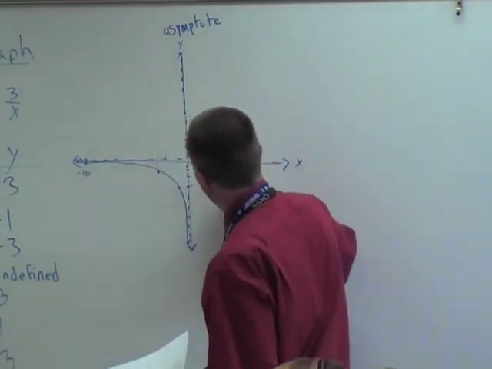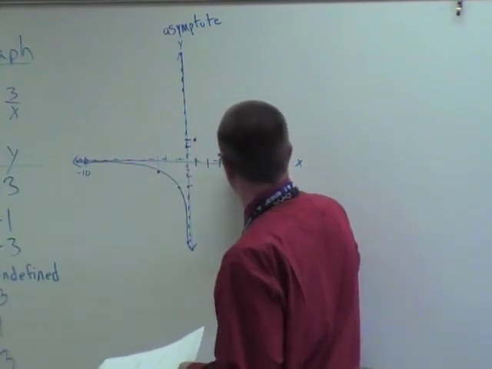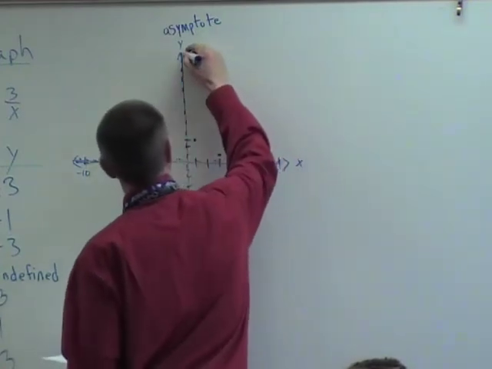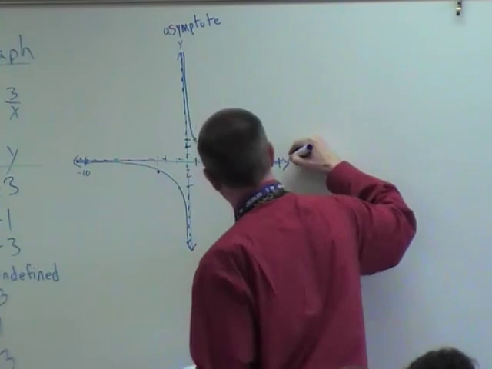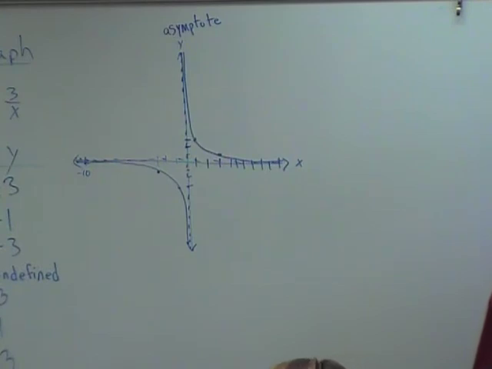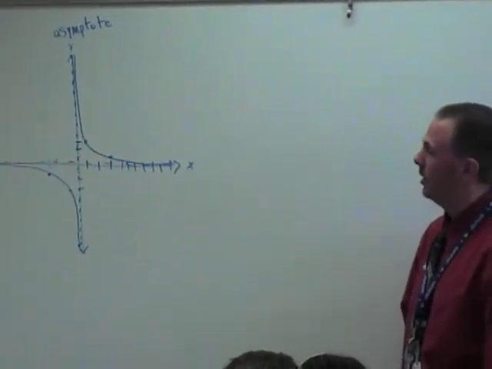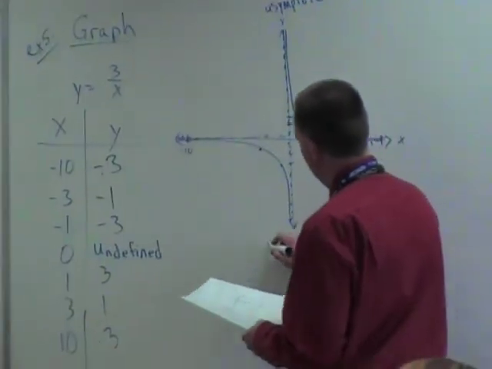Alright, so 1, 3 is a point, 3, 1, and 10, 0.3. So this one falls away. See, I told you I knew what it was. This is a hyperbola. That's exactly what I meant. A parabola. Hyperbola.